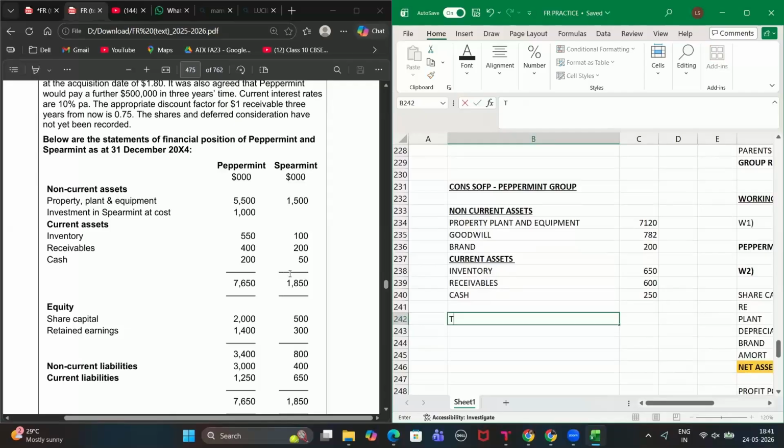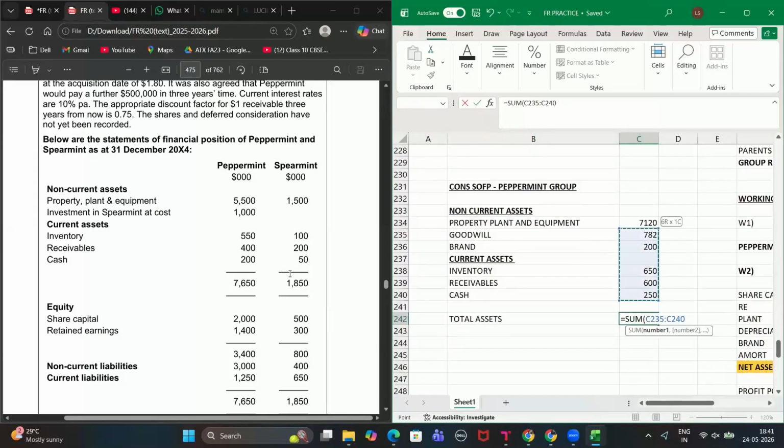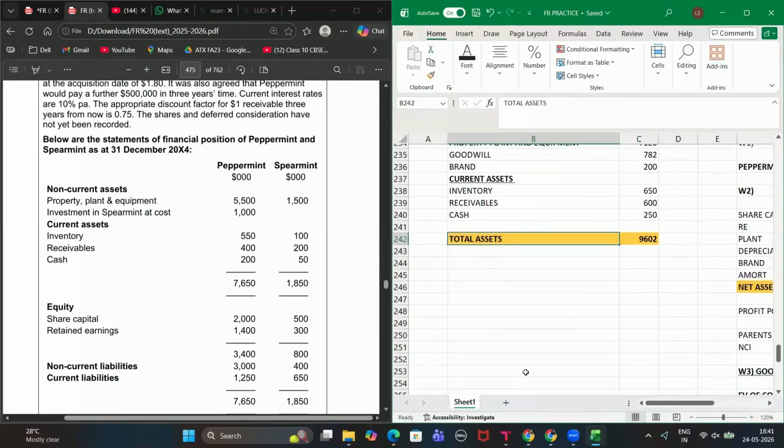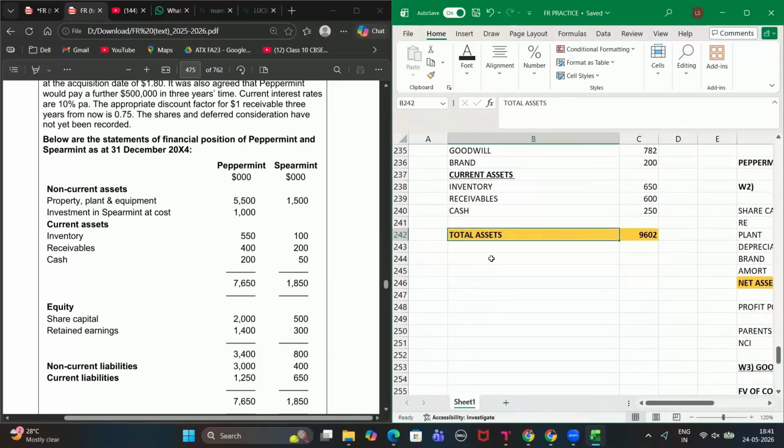So tell me, what is the total assets here? The total assets that we have will be the sum of all these, right? It will be 9602. Is this clear? Okay. So what do we have next? We have equity.